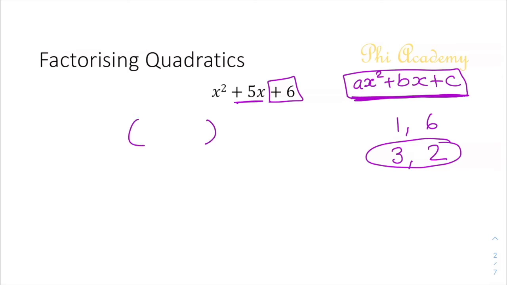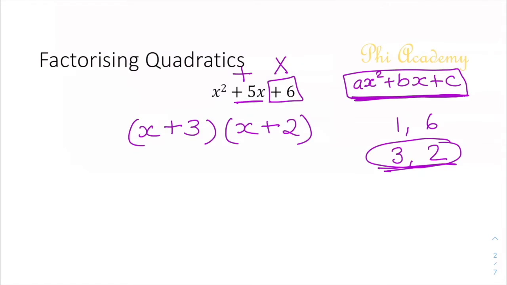So those are the numbers that we are going to use. We are going to first write down two brackets. Two numbers that multiply should give me the plus 6, and when I add should give me plus 5. So I'm going to write my x's here. I can see that it has to be 3 and 2. Because it is a plus 6 and a plus 5, I'm going to write a plus sign in front of both these numbers.